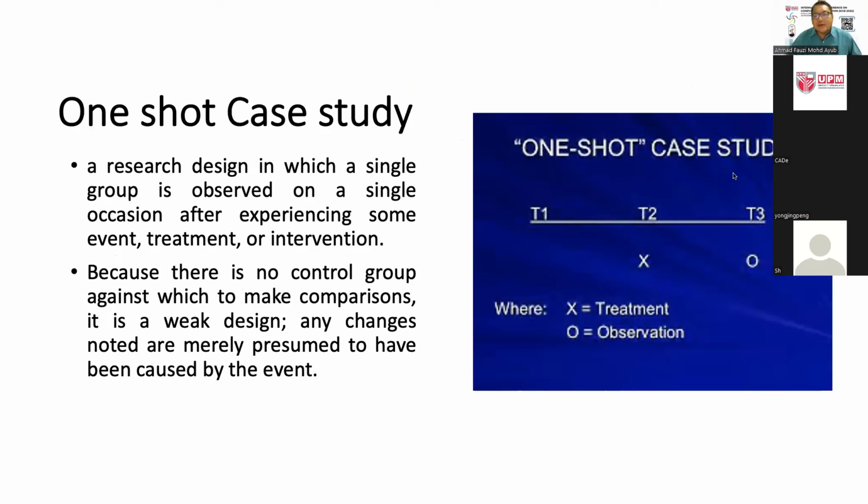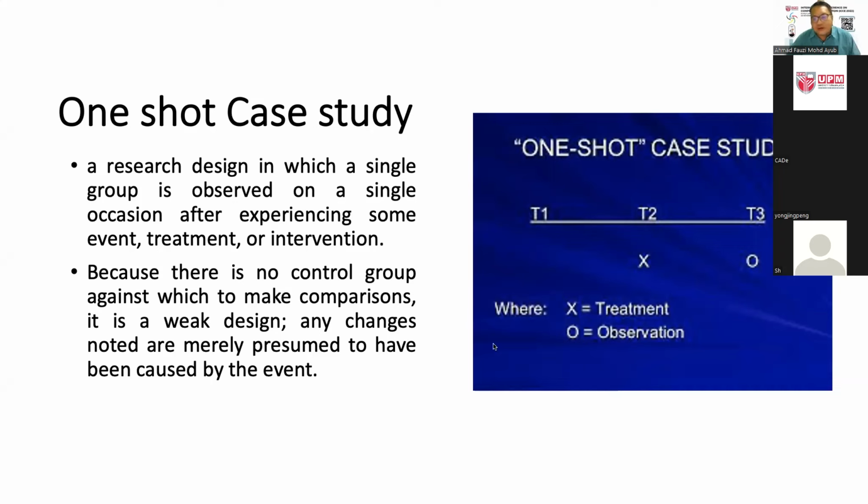The first is a one-shot case study. You can look at this diagram. X is the treatment, the intervention that you introduce, and O is the observation or the dependent variable. In this case, you give a treatment to one group, and towards the end, you make an observation. Let's say you have a module. You give the module to this group, and towards the end, you give a performance test without conducting a pretest. So what are the weaknesses of this one-shot case study?